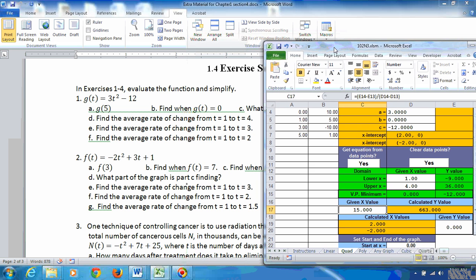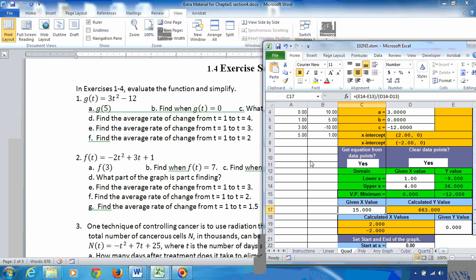The next one says get the average rate of change from 1 to 3 seconds. Well, once you have that formula in there, when you change this, it will update this number automatically. So let me make this a 3 now, 1 to 3 seconds. And now the average rate of change is 12. From 1 to 2 seconds, the average rate of change is 9.